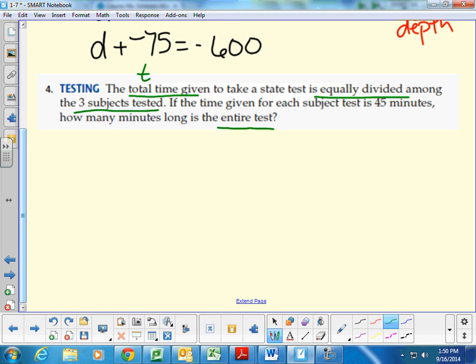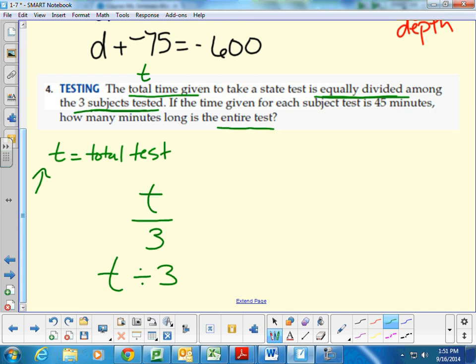So I'm going to have my T represent the total test, the total time of the test. What I know is that that is equally divided by 3. So the total test is equally divided by 3. It could also look like T divided by 3. You can use a capital T if you wanted. As long as you define it, whatever I use here is what I'm going to use in my equation.